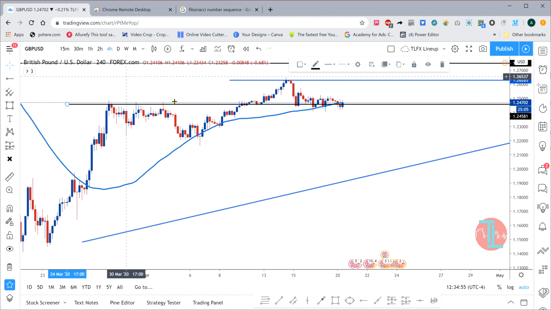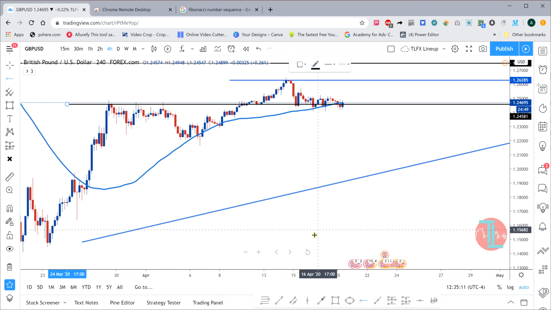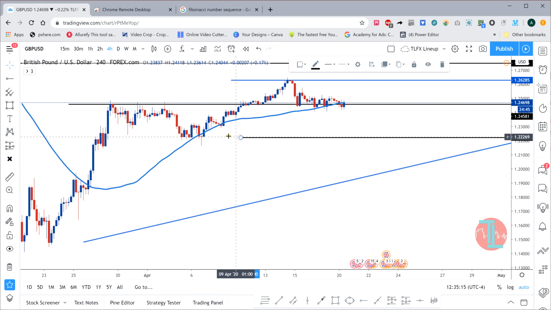All right, so let's look at our 4 hour. 4 hour, we're playing tight line. All right, so you can see our levels, area of reversal here, area of breakout here. And if we can get below this level here, then we should be looking at downside bears. Bears have taken over if we can break below this level here.